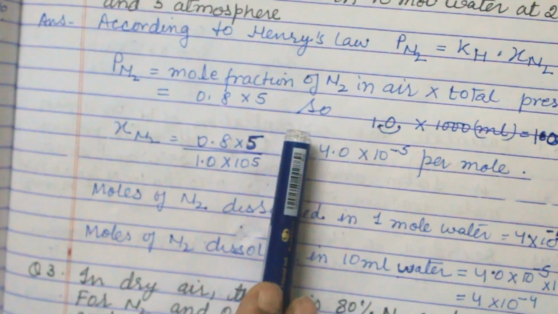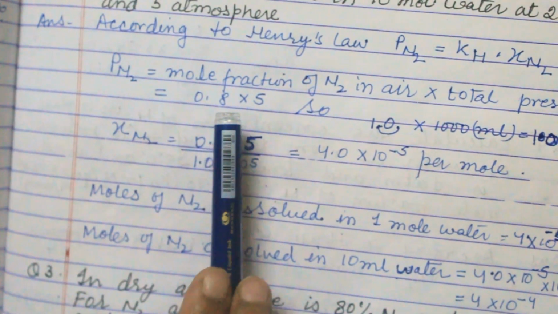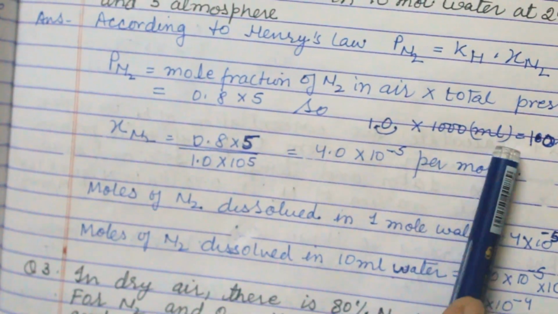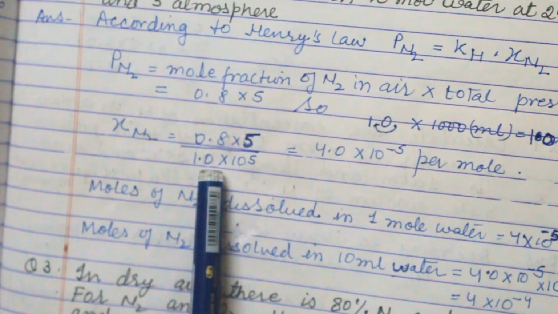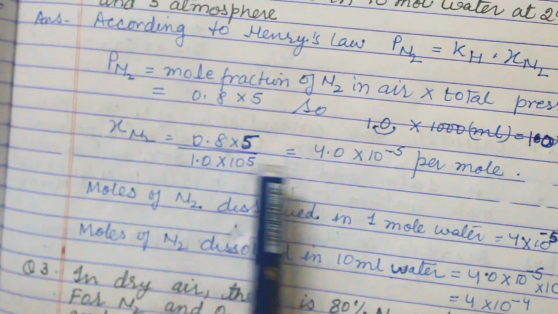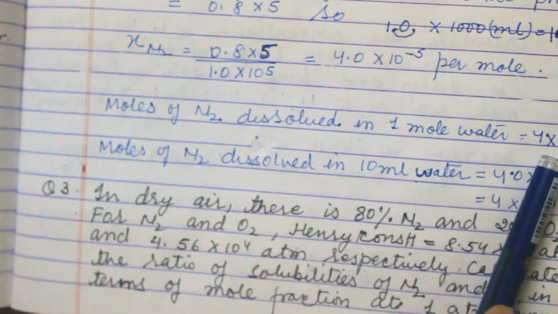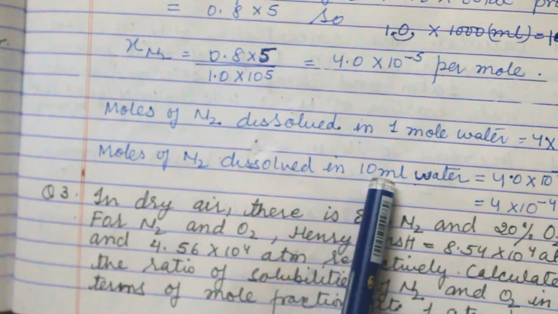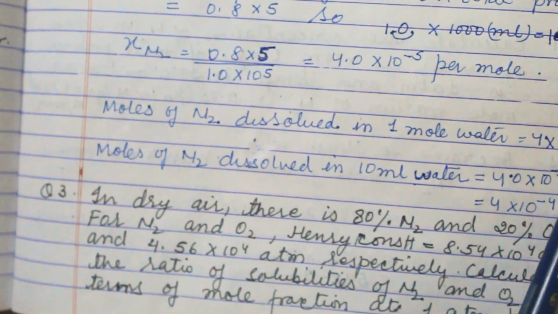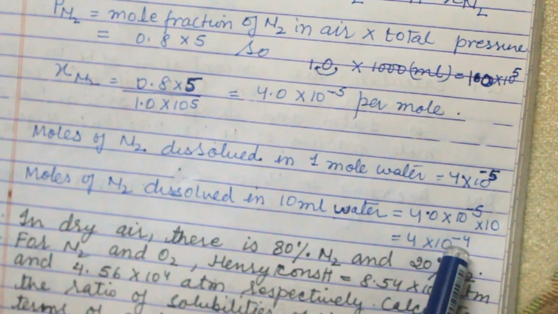If we multiply both of them, the answer comes 4.0, because 8 times 5 is 40. And if we take 10 moles of water, then the value comes 1.0 × 10^-5, and this positive sign changes into negative, per mole. So the moles of N2 dissolved in 1 mole of water is this. If we take 10 ml of water, if we change mole into ml, then we have to multiply by 10, and this negative power becomes -4.